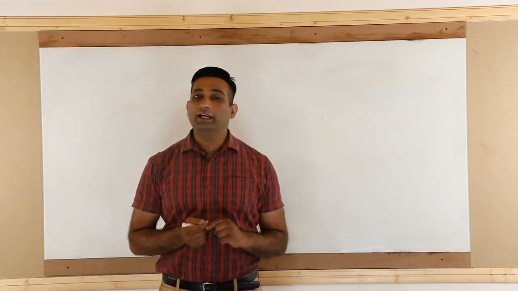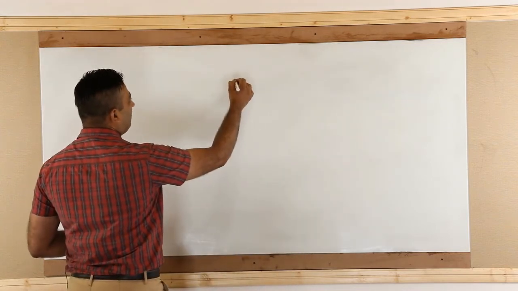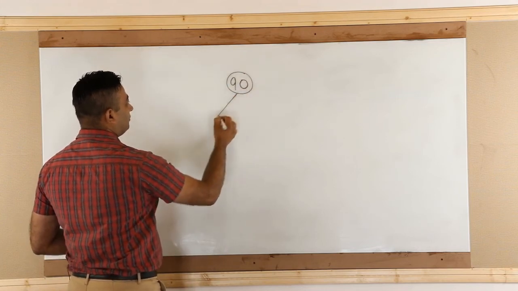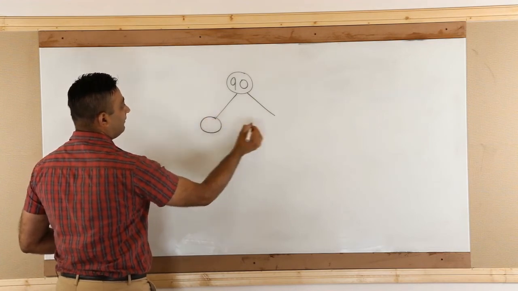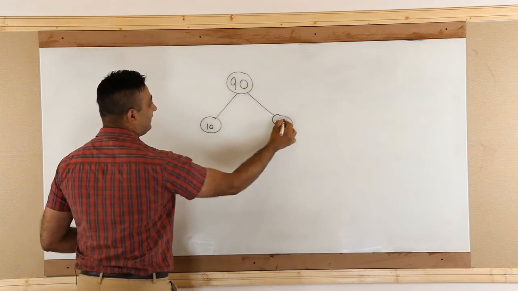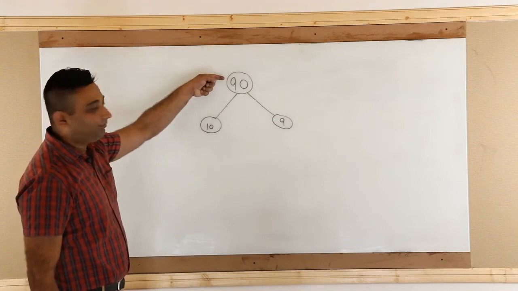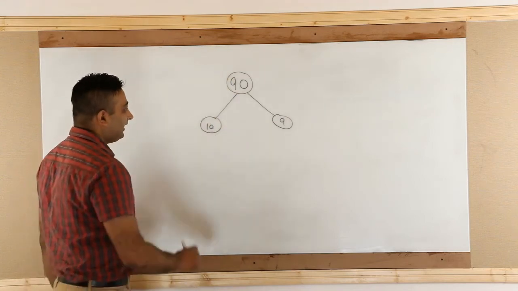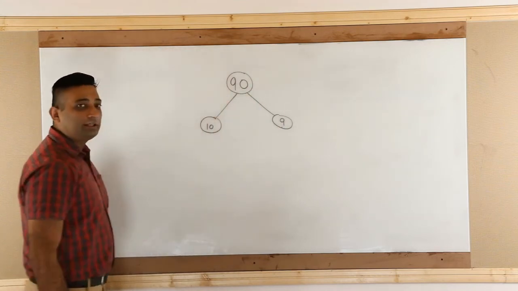Dear students, now let us understand the factor tree. We can write any number and draw branches of the tree like this, in which we can write a few numbers like 10 and 9, which when multiplied will give you this number, and these are the factors of this number. That means 10 multiplied by 9 is equal to 90.